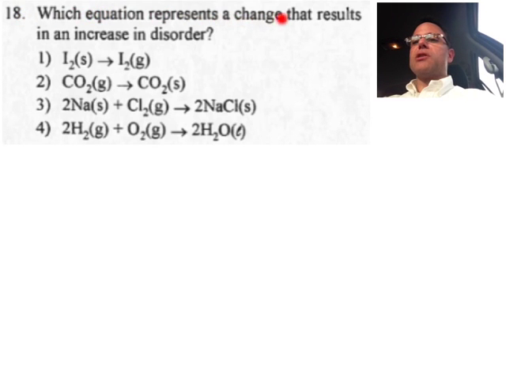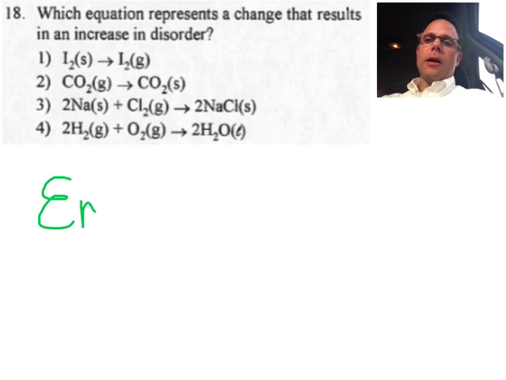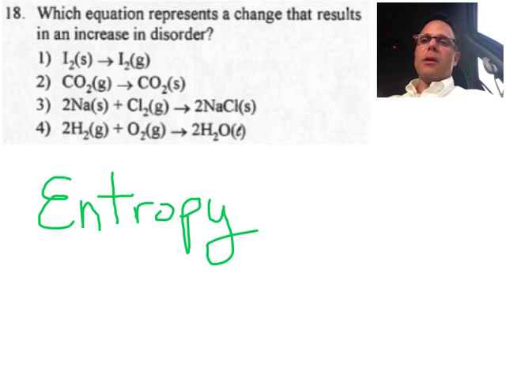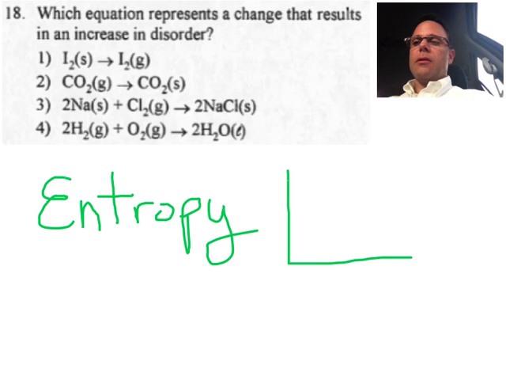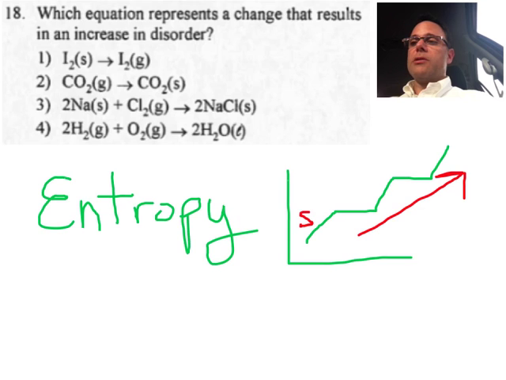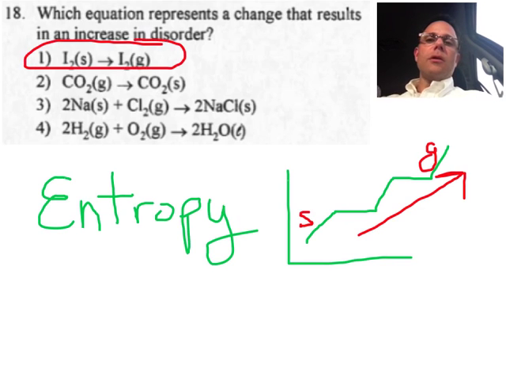18. Which equation represents a change that results in an increase in disorder? Increase in disorder is our term entropy. Alright, now which one is becoming less orderly, more scattered? Is it when you go from a solid to a gas to a solid? We got solid gas to a solid, so gas to solid, or gas to a liquid. Well, only one of these is actually going in this direction. From the solid, which is very orderly and organized, to a gas. And that choice is choice number 1.